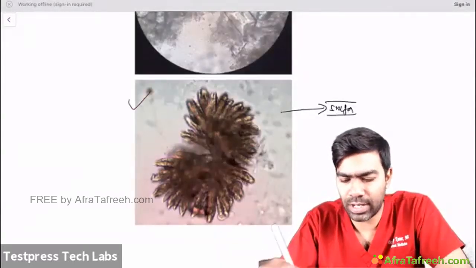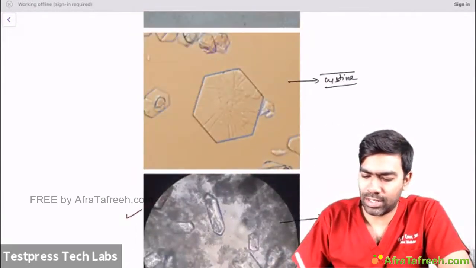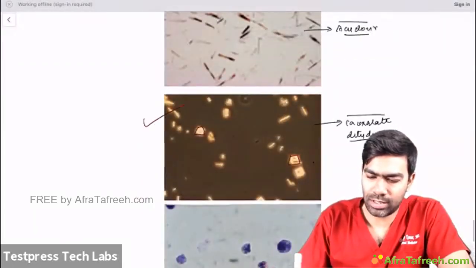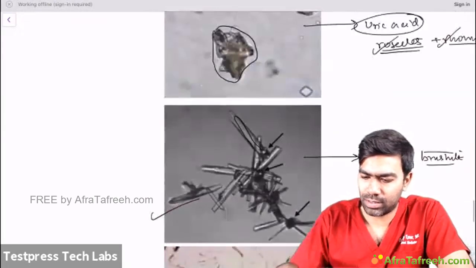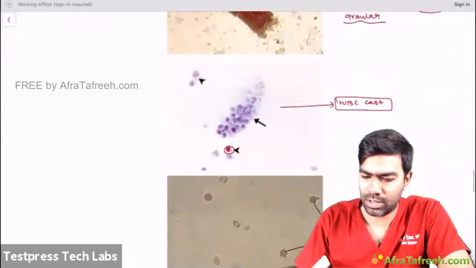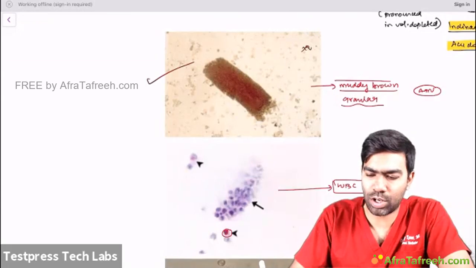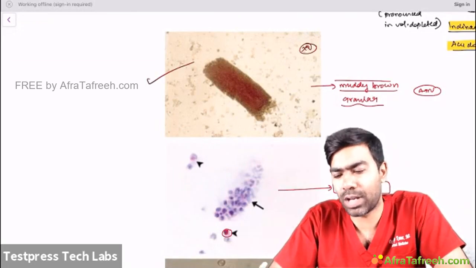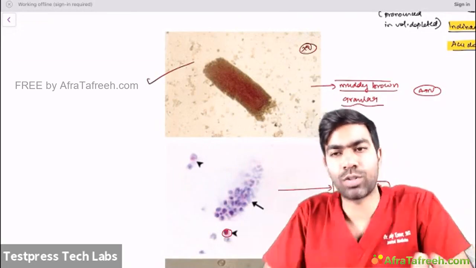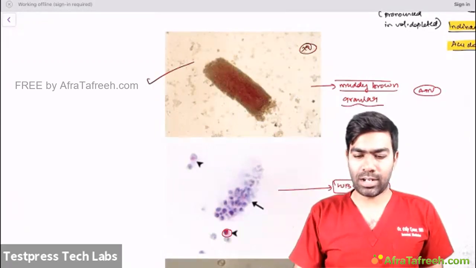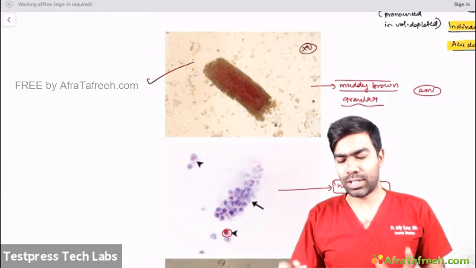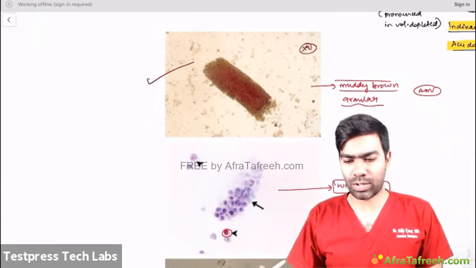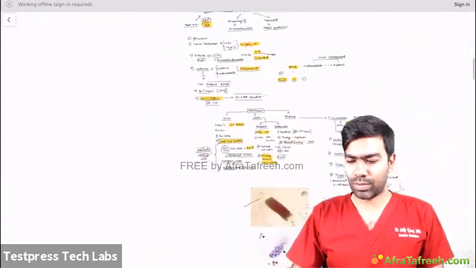More often in the exam, you will get these images. This is the most important, top of the list, muddy brown cast. So these are the different crystals and casts that you're going to get in the exam, and be very clear about that. They can ask any different image also, but you should know how to identify them. Usually they won't give just an image; they basically give some clinical background. Based on that, you can easily find out. Not a big deal. This must be easier for you.